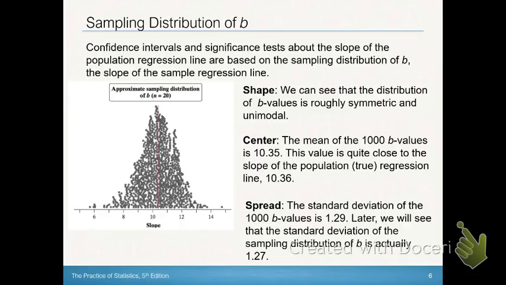And we want it to be unbiased, which means we want the center of the sampling distribution to be close to the center of the population. And in this example, they are. We've got 10.35 for the sample and 10.36 for the slope of the population line. So those are close. And we also want the spread to be as small as possible so that we can make good predictions.